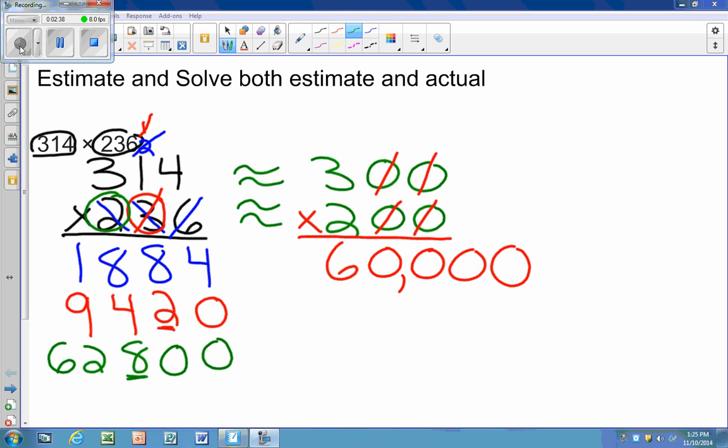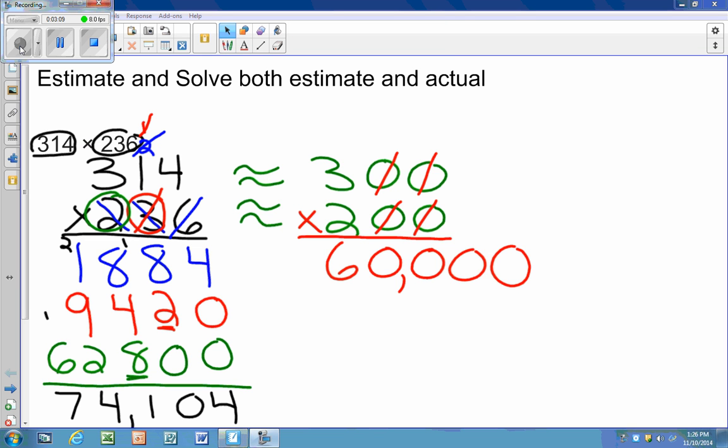And now I'm going to add my numbers all up, and I end up 4 plus 0 is 4. 8 plus 2 plus 0 is 10, carry the 1. 1 plus 8 plus 4 plus 8 is 21, carry the 2. 2 plus 1 plus 9 plus 2 is 14, carry the 1. And 1 plus 6 is 7. And I have 74,104. That's pretty close to 60,000, so that's how I estimate and solve my actual.